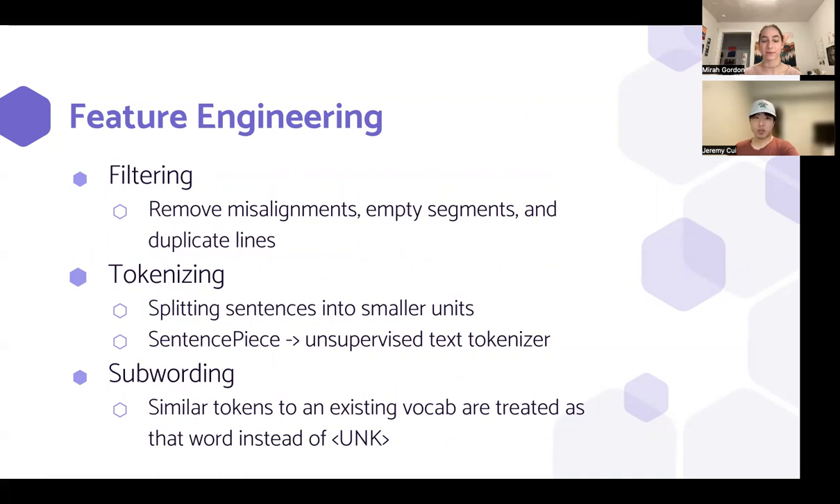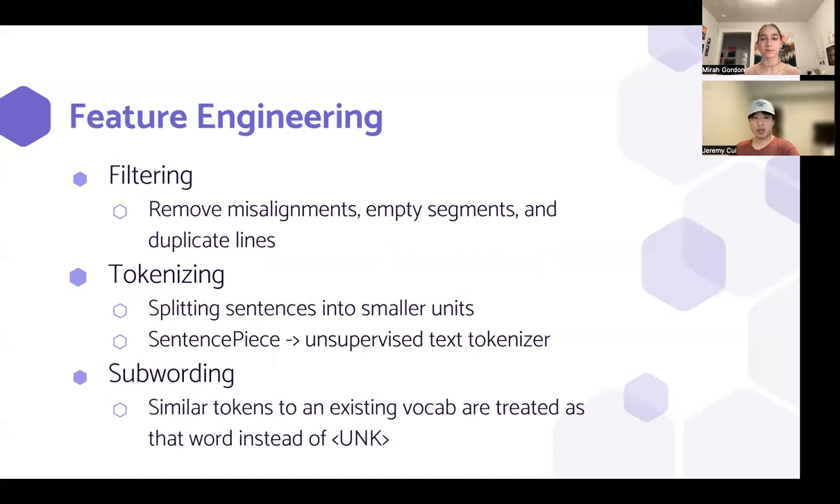So there are several steps we have to take in order to feature engineer the data into vectors that can be used for training. The first thing we did was we filtered the data, and like we said before, the OpenNMT package comes with built-in functions that allow us to filter the words. And by doing so, we were able to remove misalignments, empty segments, and duplicate lines. Next, we had to tokenize the data, and this included splitting the sentences into smaller units of meaning that can be used to learn and identify relationships between the tokens.